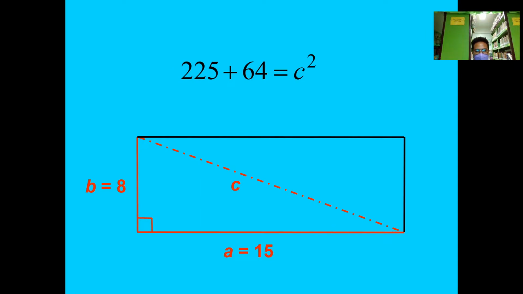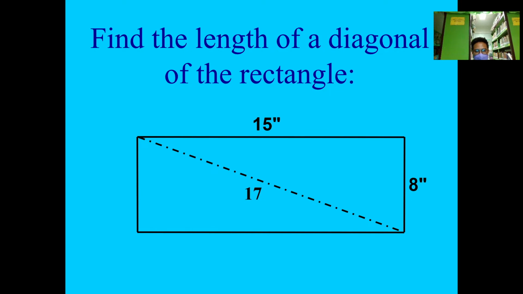Using the Pythagorean Theorem, we have a squared plus b squared is equal to c squared. 15 squared is equal to 225 plus 8 squared, that is 64, is equal to c squared. C squared is equal to 289. And square both side para makancel yung squared ng c para ma-isolate natin si variable c or si hypotenuse. Magiging square root of 289. Square root of 289 is equal to 17. Mean to say the diagonal of the rectangle is equal to 17 inches. Therefore, the length of a diagonal of the rectangle is equal to 17 inches.